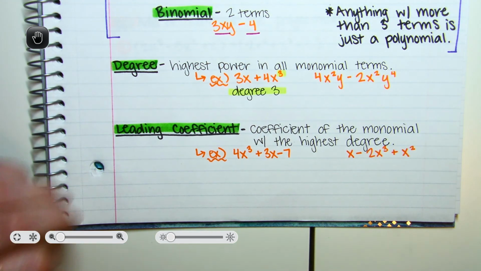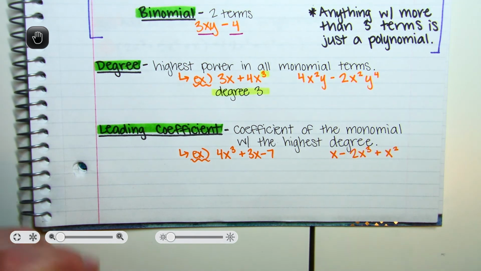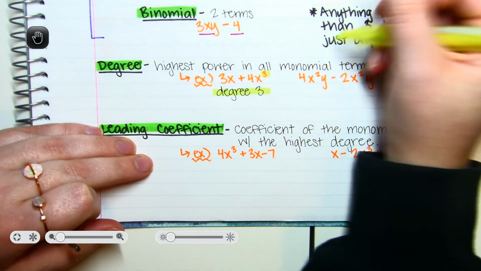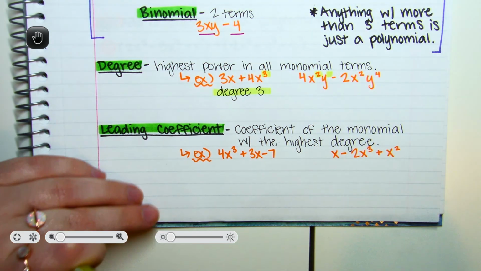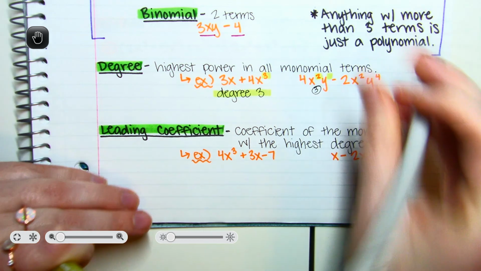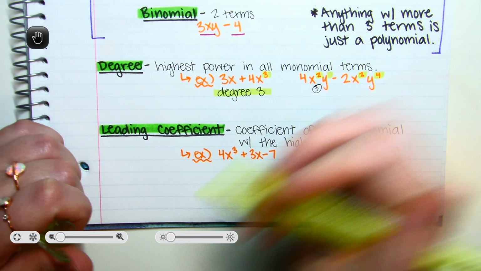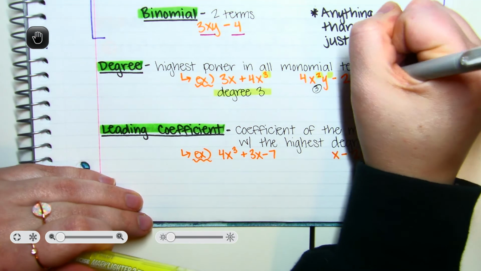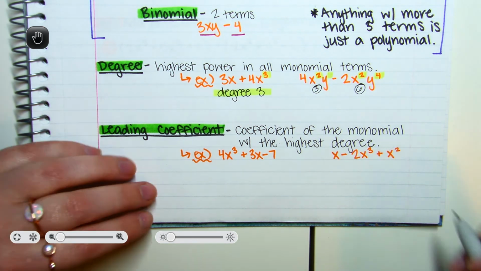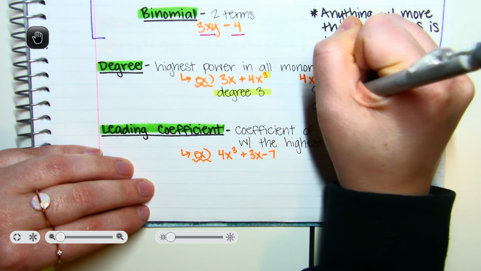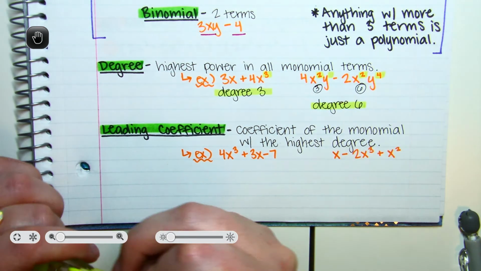Now let's look at the next one. So this one is a little bit different because we have x's and y's. So our exponents on the x, there's a 2 and then a little invisible 1. So that gives us a total of 3. And then the next term, I have an exponent of 2 and an exponent of 4, which gives me a total of 6 if we add those together. So for this one, this is degree 6 because that is the highest power.